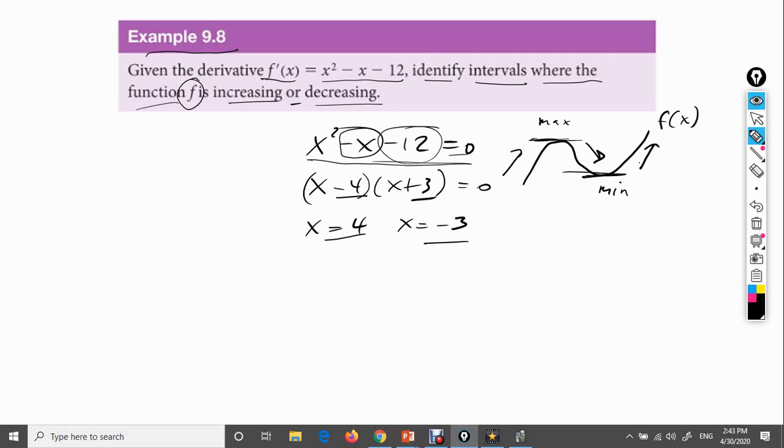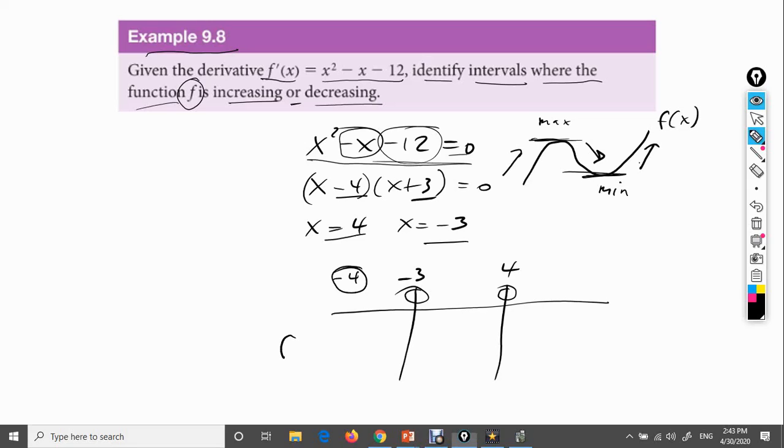So what you do is that you grab these values, negative 3 and 4, and you draw a table. Okay? So here we know that for these points the slope is 0. So this is 0 and this is 0. So I need to find out what happens to the graph before negative 3. So the value before negative 3 would be negative 4. So what happens to the graph before negative 3? So let's plug in negative 4 into the derivative. So if I plug in negative 4 there, I'm going to get, and you guys can do it yourselves, 8.